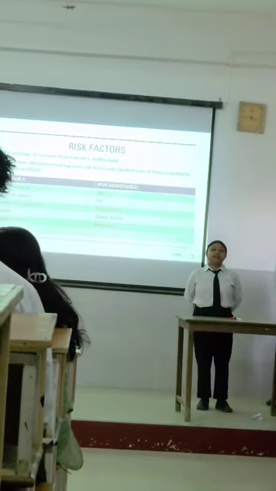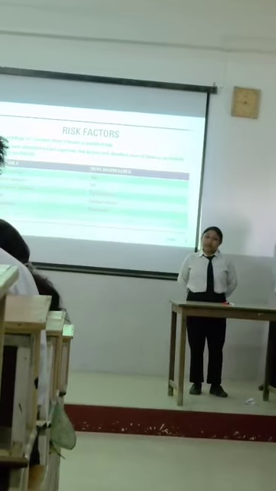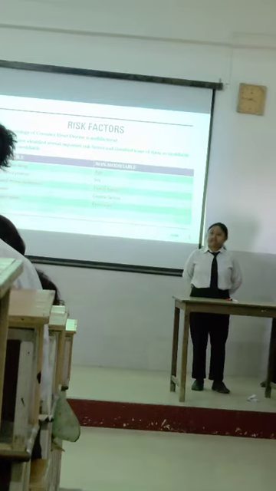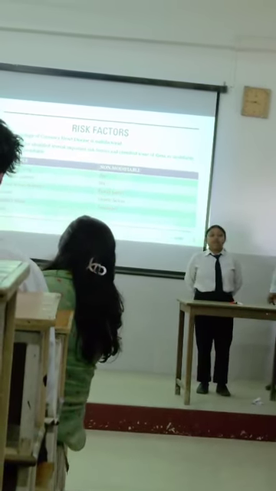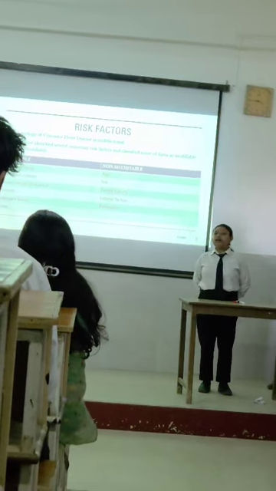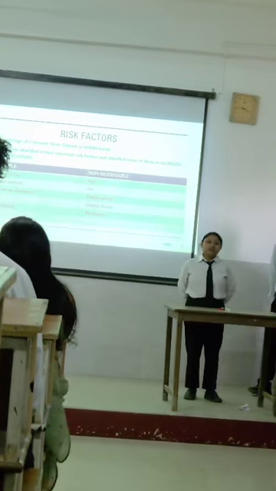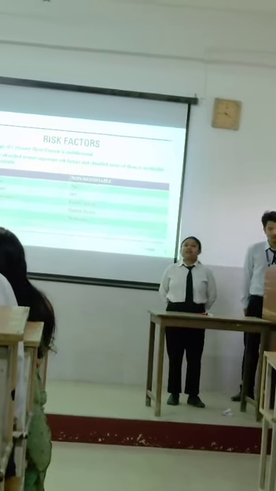Etiology of coronary heart disease is multifactorial. That is, it is caused by a large number of agents, like environmental agents, genetic factors, atherosclerosis and thrombosis. So there are two types of risk factors: one is modifiable and another is non-modifiable. I will talk briefly about the modifiable risk factors.